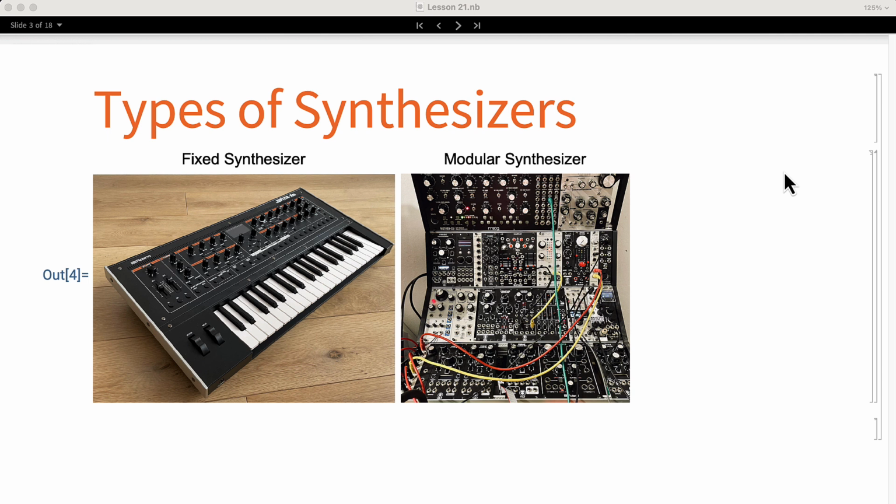There are two main kinds of synthesizers. The ones that we can call fixed architecture synthesizers, like the one on the left. You can see that it has piano keys and multiple controls to change the characteristics of the sound. Internally, it has a somewhat fixed architecture, like the one we saw in the last slide. On the right, we have a modular synthesizer.